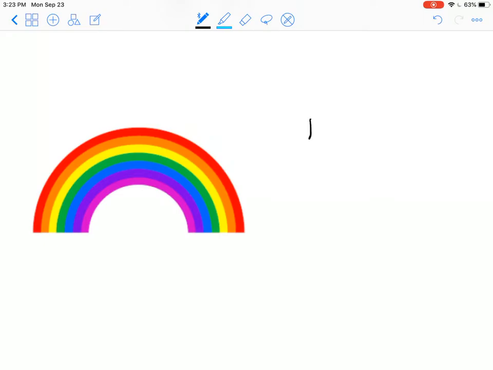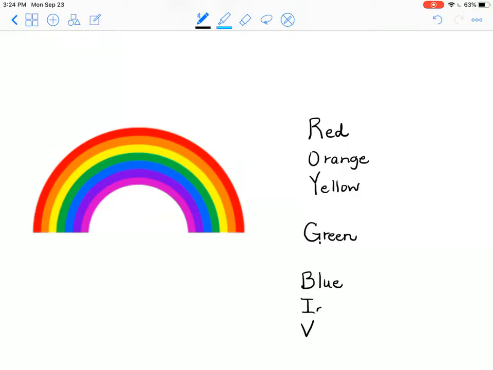If you can remember the name Roy G., that would be his middle initial, and his last name is Biv. Roy G. Biv. So we have red, orange, yellow, green, blue, indigo, and violet.